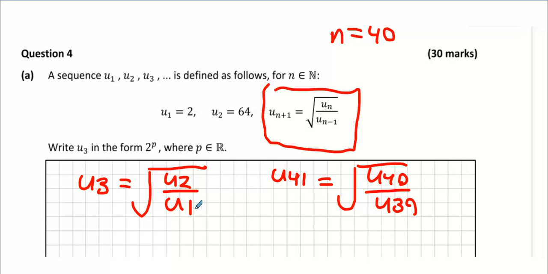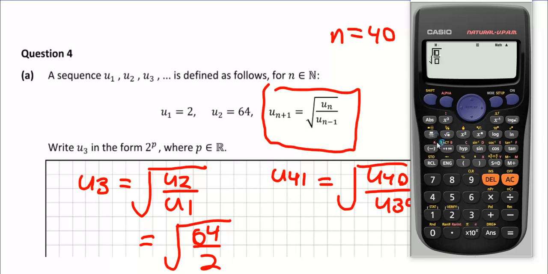A lot of people will get spooked by this type of question, but it's actually ridiculously easy. You just do 64 over 2 and square root the answer. So what's 64 over 2? Now, there is a tricky part at the end. Does everybody see 4 root 2 as my answer?